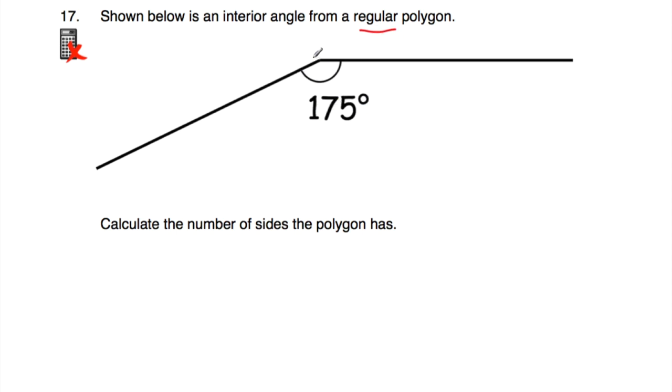So if that's the interior angle, let's find the exterior angle. I'm actually just going to do a dashed line there. It should be a straight line. And if the interior angle is 175 degrees, because the interior angle and the exterior angle make a straight line, that means that if we take 175 away from 180, we'll find that this angle is 5 degrees. So that's the size of each exterior angle, and all the exterior angles will always add together to be 360 degrees. So if we do 360 divided by 5, that will tell us how many exterior angles there are, and then that will mean that we know how many sides the polygon has.